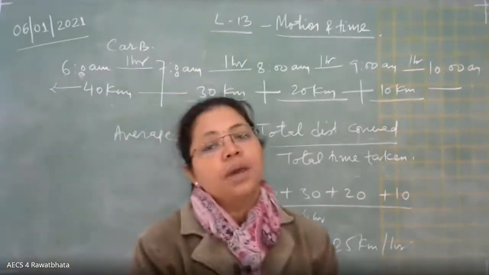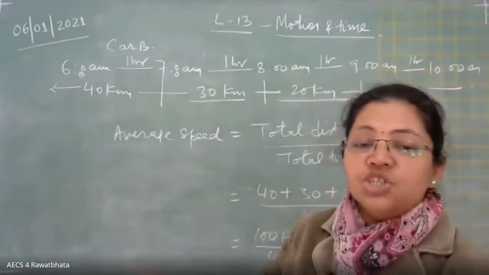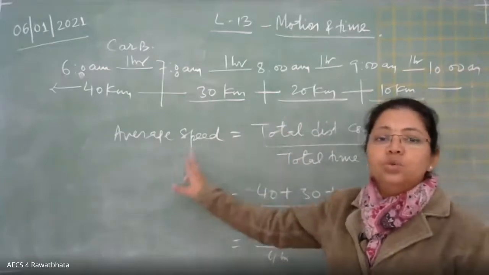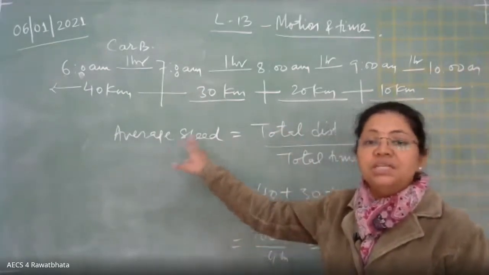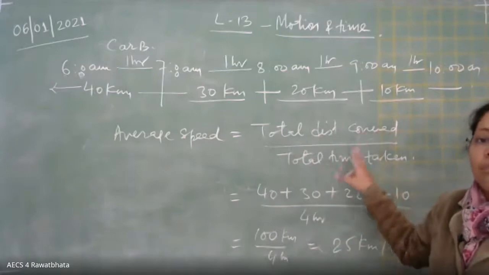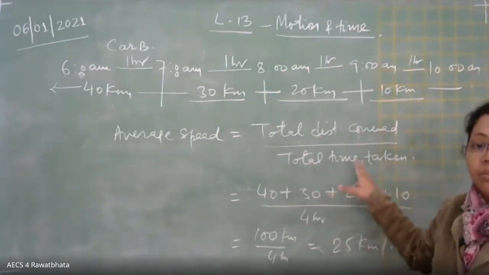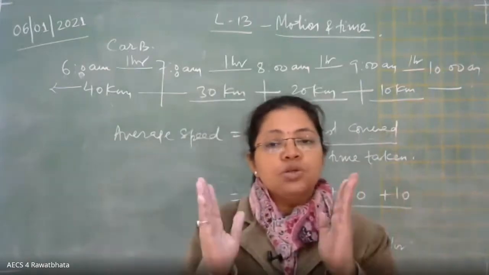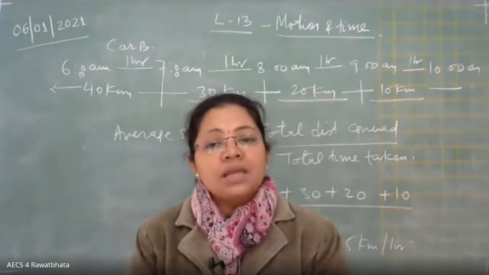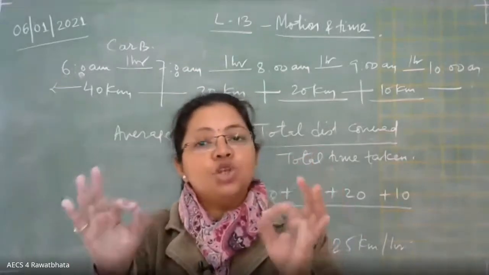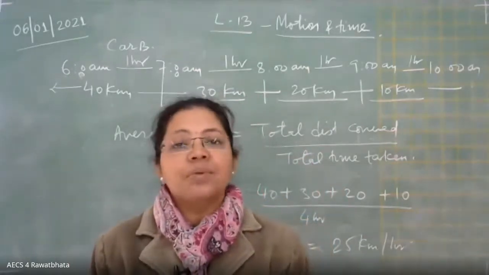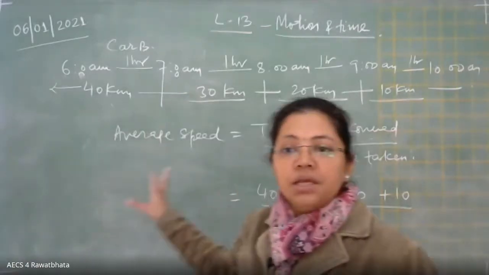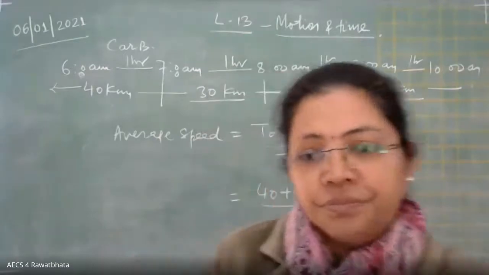So you have to remember that if such kind of data or numericals are provided to you, you have to use the formula for average speed, total distance covered upon total time taken. Okay, and from this particular formula, speed is equal to distance upon time. Numericals on this are 100% guaranteed to be asked in your examination. Every year they are asking. Clear? So I hope the topic is clear to you.